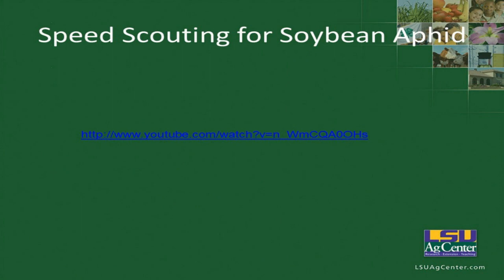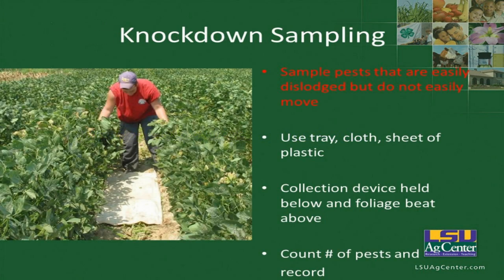A good example of that would be speed scouting for soybean aphids. We're going to be providing a link to a video that shows you how to do visual sampling for soybean aphid, and this is important in the north central part of soybean production in the United States.